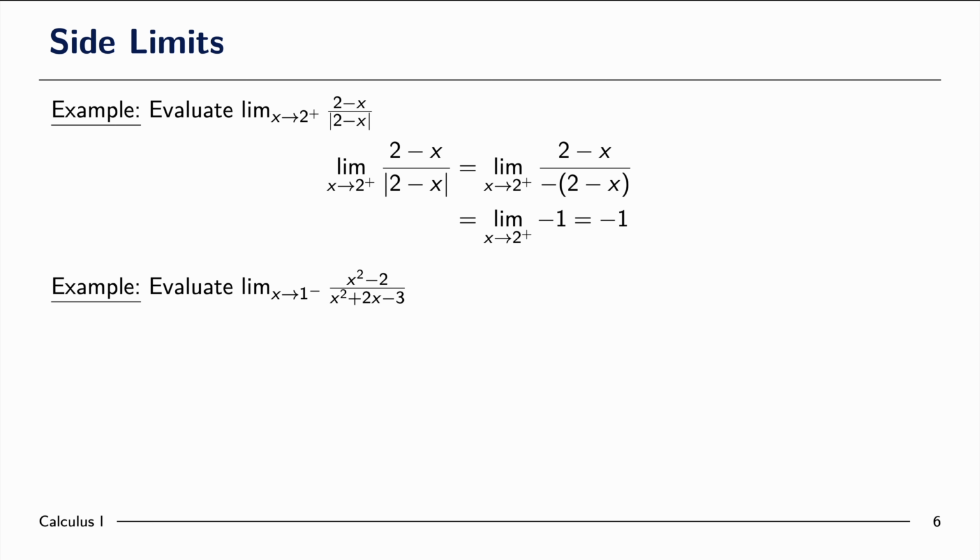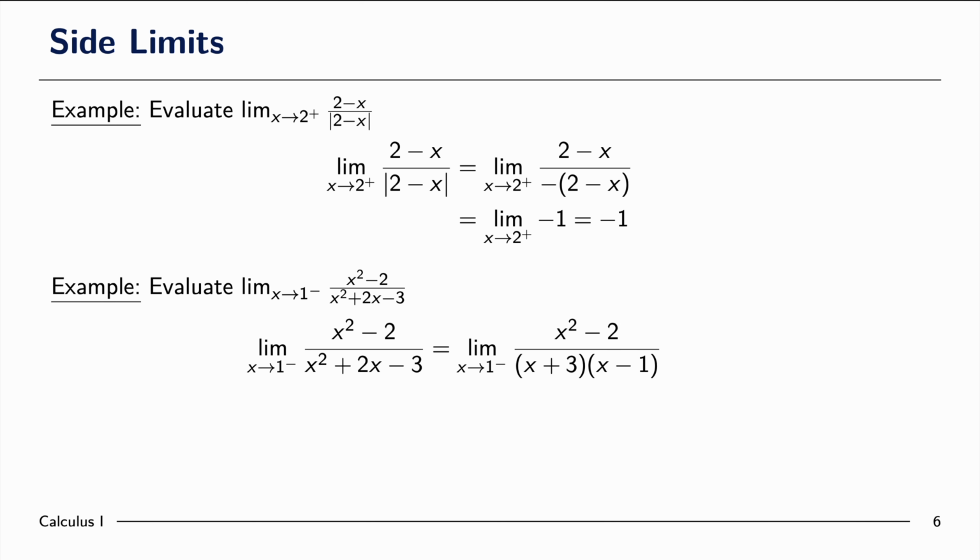Here's another example. We want to evaluate the limit of x squared minus 2 divided by x squared plus 2x minus 3 as x approaches 1 from the left. So let's first begin by rewriting the limit. So what we need to do now is factor the denominator, which will give (x plus 3) times (x minus 1).